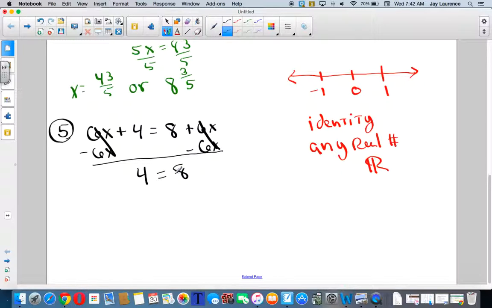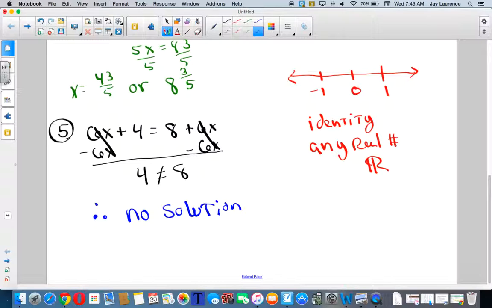Does 4 ever equal 8? Of course not. 4 never equals 8. We got a statement that is never true. 4 is never the same as 8. Therefore, this symbol means therefore in mathematical shorthand. Therefore, this problem has no solution. There is no number on the entire number line that will make this equation true. I can't pick a number and check my work. There isn't any that will work.